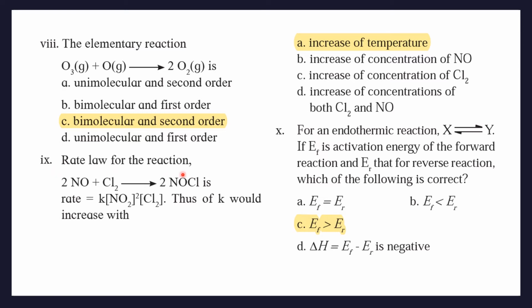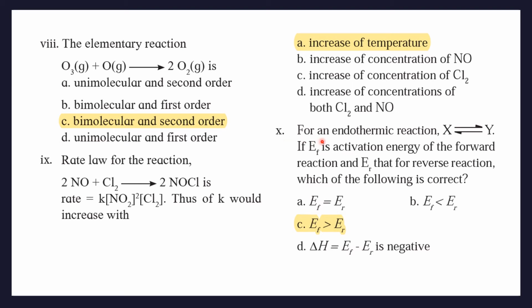Question number 9. Rate law for the reaction 2NO plus Cl2 gives 2NOCl is, rate is equal to K into molar concentration of NO square. Here it is written NO2. The equation you can see the reactant is NO. It should be NO into molar concentration of Cl2. Thus K would increase with, the correct answer is option A, increase of temperature.